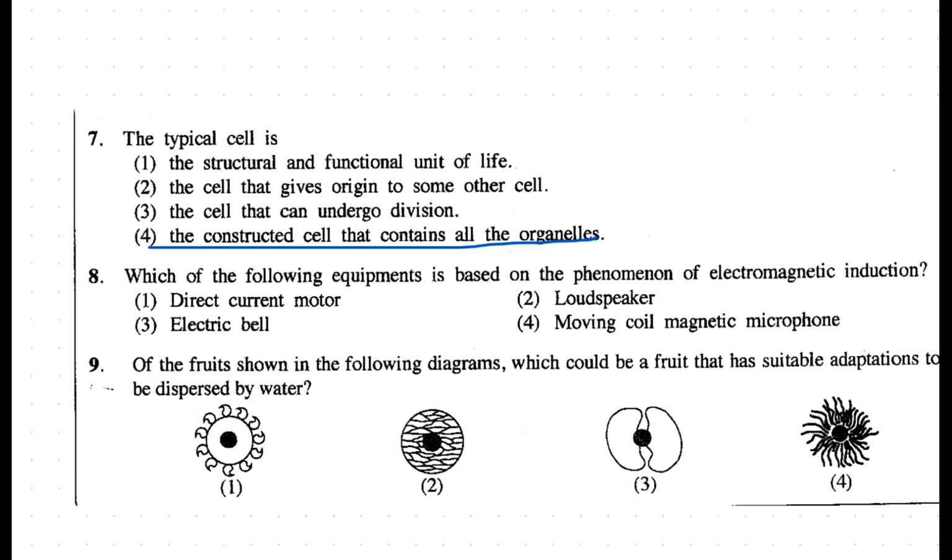If we put all the organelles we have to learn into one cell, it becomes easy for us to study. That is what a typical cell means. So a typical cell may not be a real cell, but it's just a cell that we draw consisting of all the organelles so that it's easy for us to study and understand. Okay, next question.